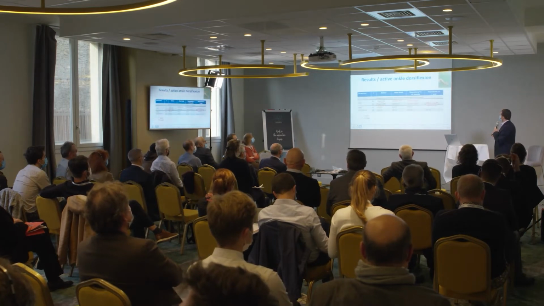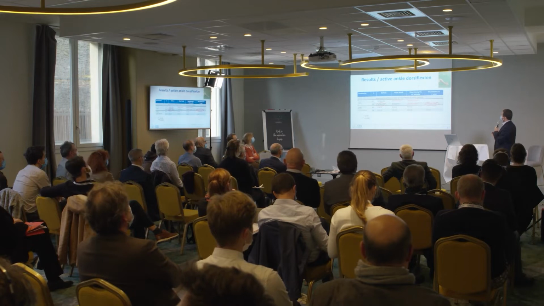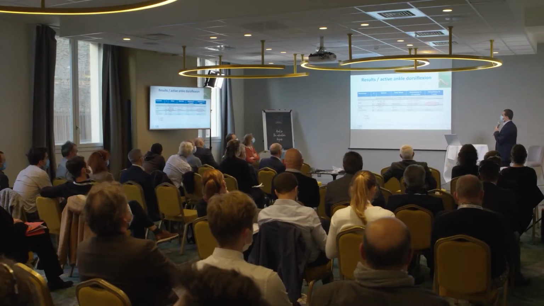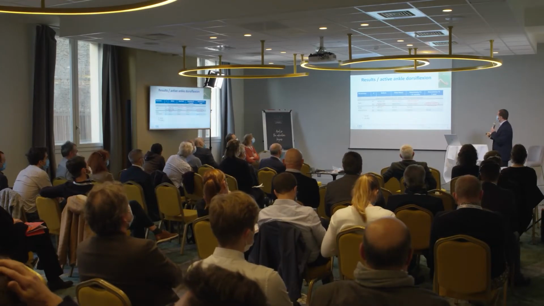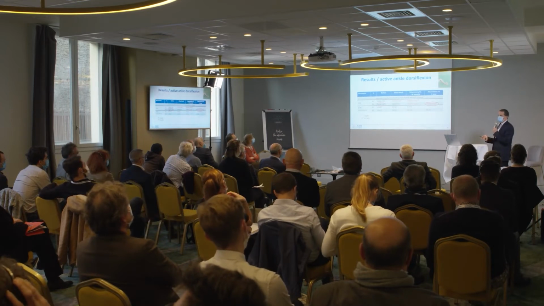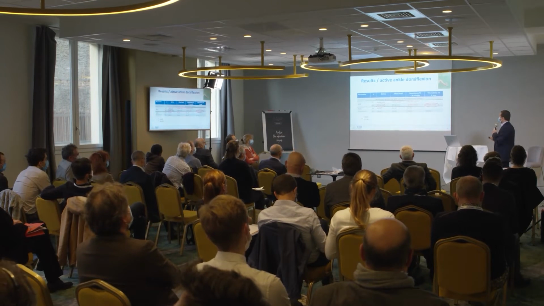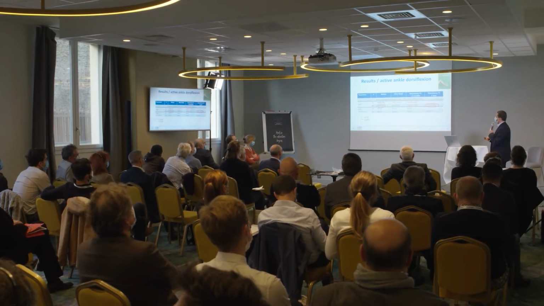And so if we look at the active ankle dorsiflexion, there are a lot of results, but I will highlight those in red. The ankle active dorsiflexion was mean 90 degrees before, and was improved to 100 degrees, which is plus 10 degrees in active dorsiflexion 1 year after neurotomy. So an improvement in active dorsiflexion, while the testing stays the same all along, but we know that it's not a good scale for those assessments.